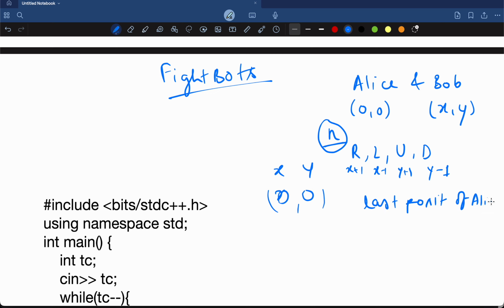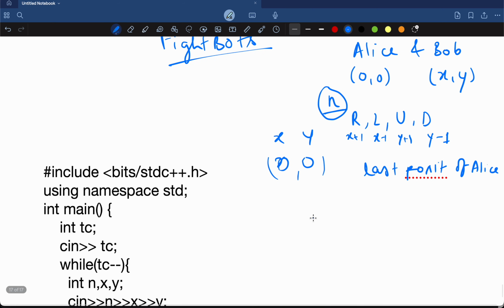So I am approaching this problem from the end, considering the last position of Alice as the starting position of Bob. Suppose the last position is xa, ya for Alice. I start Bob from here and see whether Bob is able to reach x and y, his original position. Reaching xa, ya from x, y or reaching x, y from xa, ya is one and the same thing.